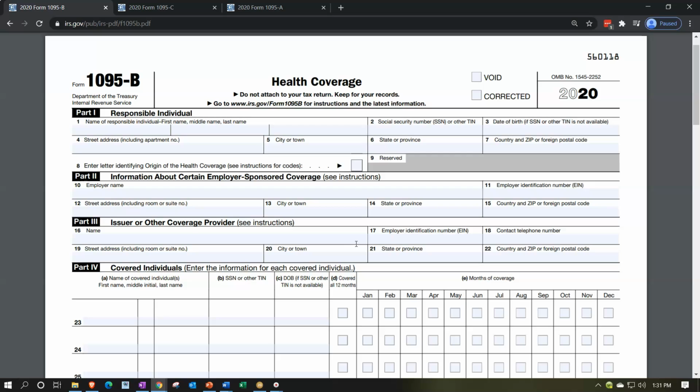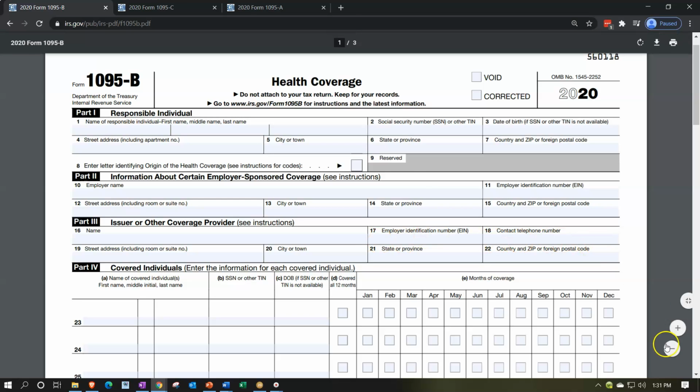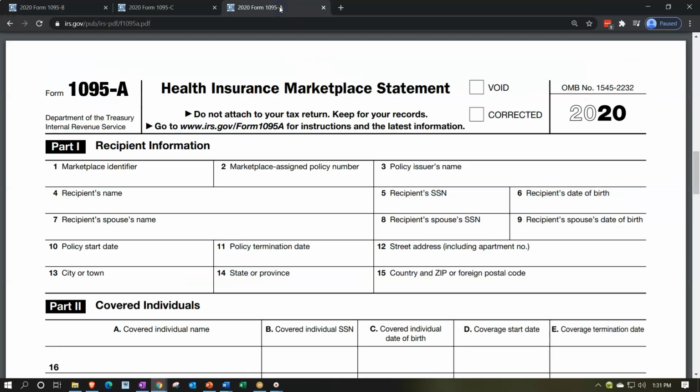So that would mean that you'd have to prove that you have health coverage, or else you could be subject, either on the state level or the federal level, to some kind of penalty. That's the one angle that the IRS wanted to tie the health coverage to the taxes with. And then two, you might be eligible for a premium tax credit. And for that, you would need to have this 1095-A form from the marketplace.